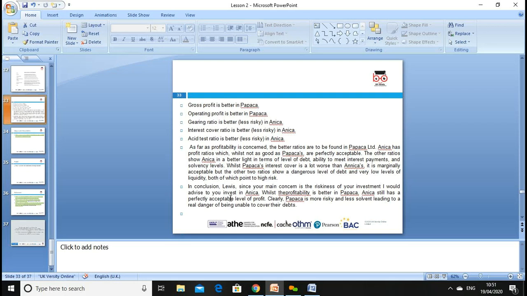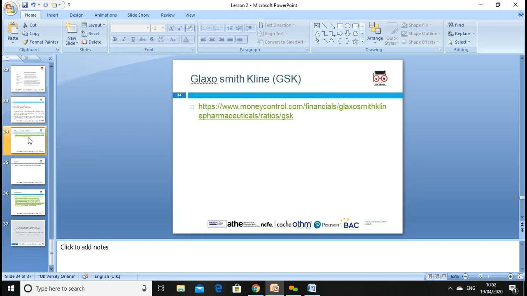So on the basis of these calculations which we did in the previous learning outcome, we can, in the assessment criteria, make the decision about which company you will invest in.